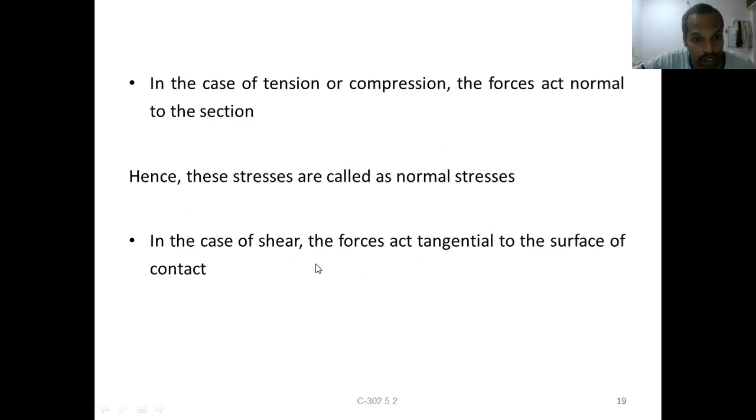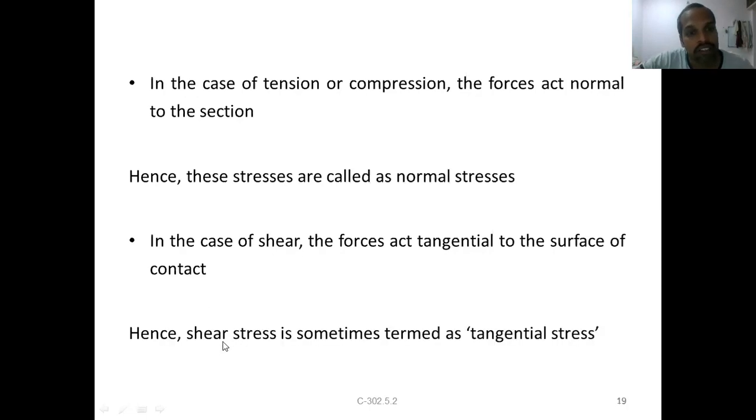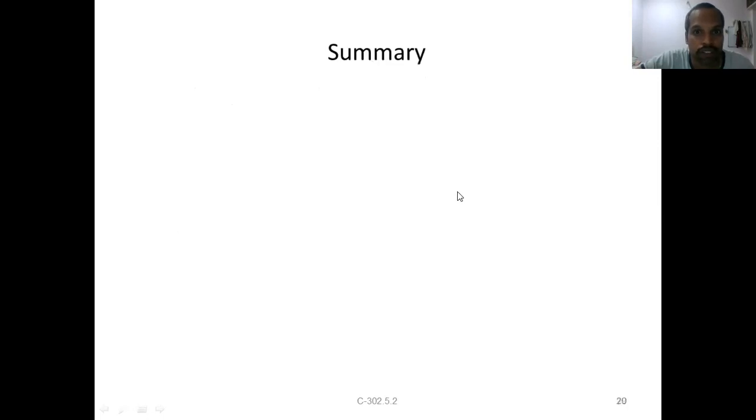In the case of shear, the forces act tangential to the surface of contact. Tangential means along the surface in contact. Hence shear stress is sometimes termed a tangential stress, because the stress acts along the tangential direction, along the surface. Whereas compression and direct tension are called normal stresses.